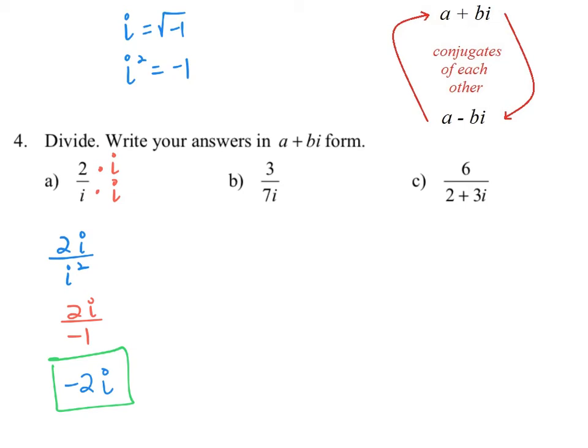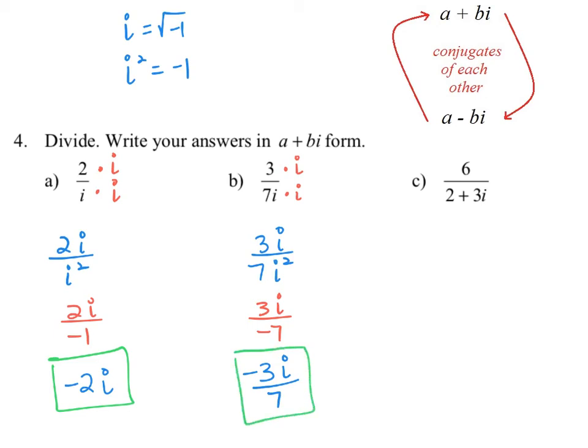In example B, we're going to multiply the numerator and the denominator again by i so that we get rid of the i that's in the denominator. When we do that, the numerator is 3i and the denominator is 7i squared. By simplifying this, we have 3i in the numerator and i squared in the denominator is negative 1. 7 times negative 1 is negative 7. So then we can write this in simplified form as negative 3i over 7 as our final answer.